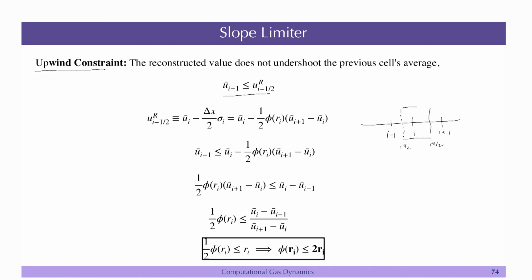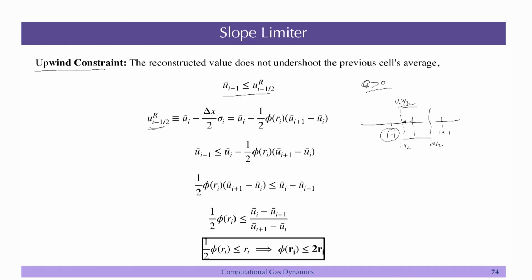So, whatever value that you are reconstructing at this point, u I minus half, that should be bigger than the value that you have at I minus 1. So, from the left cell, that is how it will be monotonic, right. And again, as I mentioned, I am talking about C greater than 0 or A greater than 0.